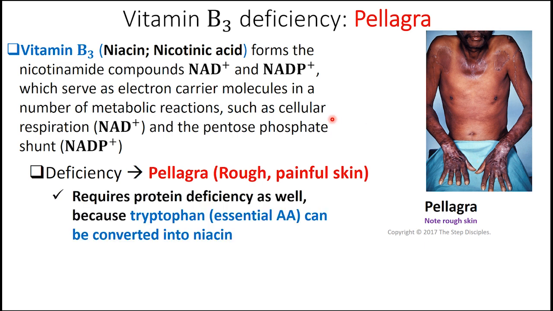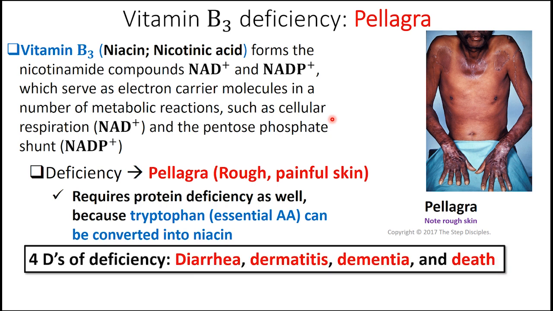So it turned out that pellagra actually required the protein deficiency as well, because tryptophan, which is an essential amino acid, can be converted to niacin. But knowing that it's an essential amino acid, you know that you actually have to take in that amino acid in your diet because you can't synthesize it. And so if you're not taking in enough tryptophan and you're not taking in enough vitamin B3, then you'll result in pellagra. But otherwise, you won't. So there's actually the 4 D's associated with pellagra. It's associated with vitamin B3 deficiency, rather. It's diarrhea, dermatitis, dementia, and death. Death is actually in 4 to 5 years if left untreated.